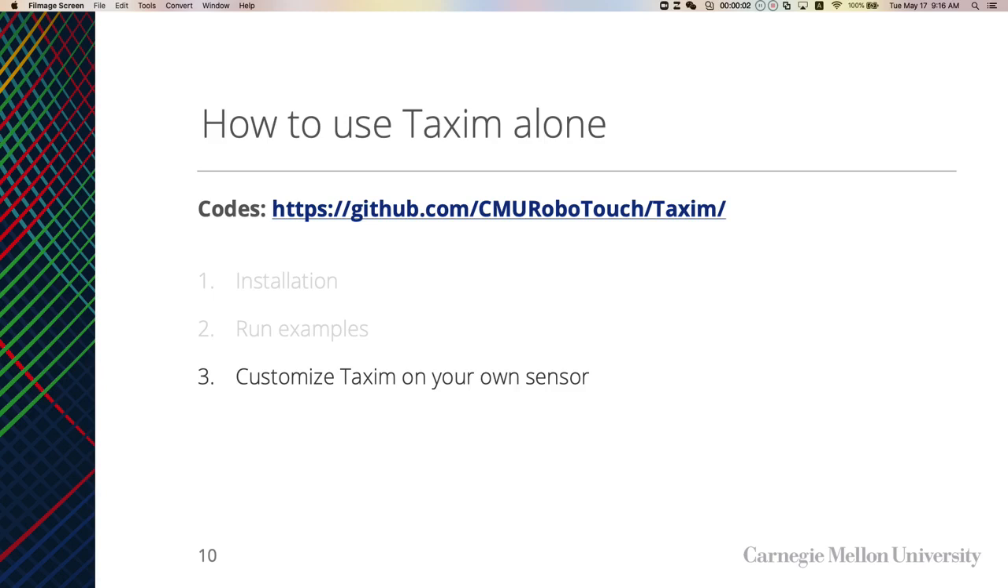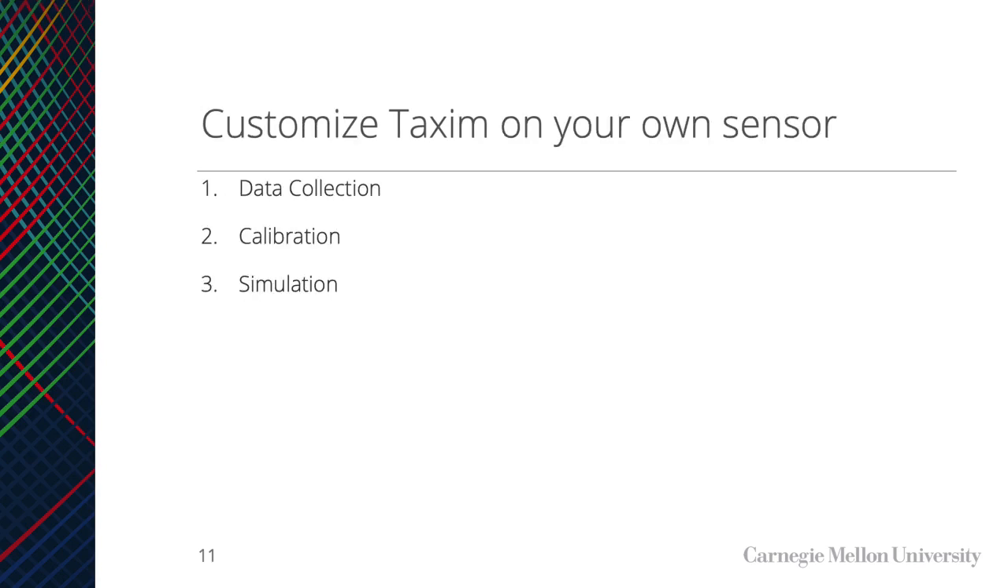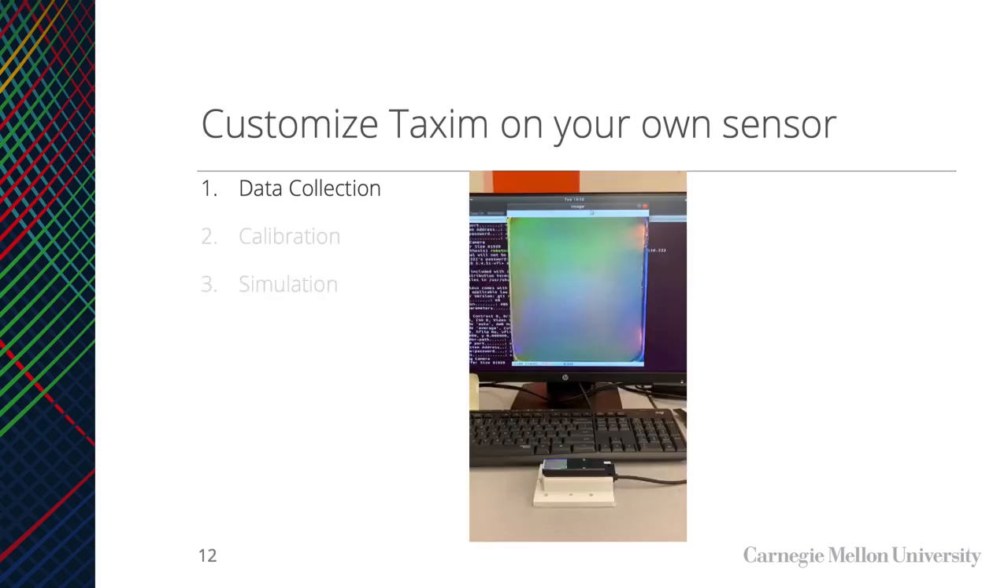The next section is about how to customize Taxim on your own sensor. To do so, we need to first collect some example data and then use them to calibrate the simulation model. In the end, we will run simulation with the new calibrated files. Here, we use a GelSight R1.5 sensor to demonstrate how to collect the data and calibrate the optical simulation model.